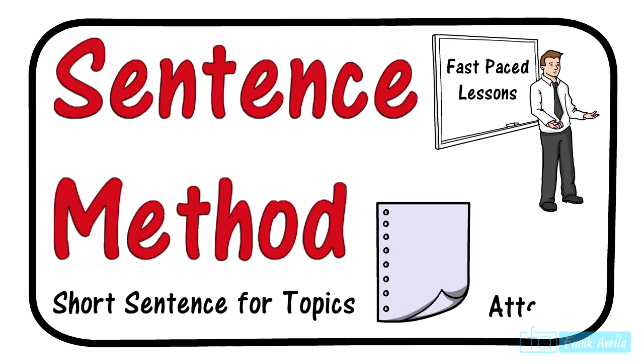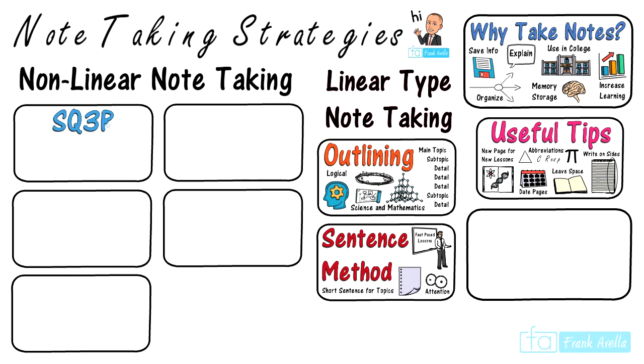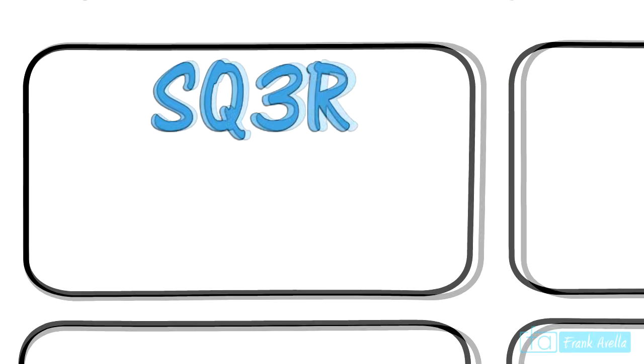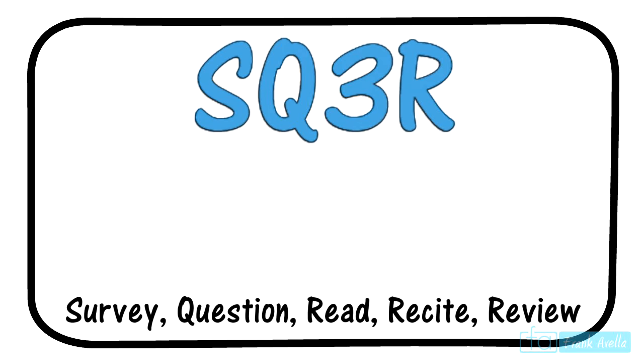Students must pay careful attention. This method isn't about breaking down information. It's just about recording the information. On to the first of the nonlinear note-taking methods, the SQ3R method. This stands for survey, question, read, recite, and review.